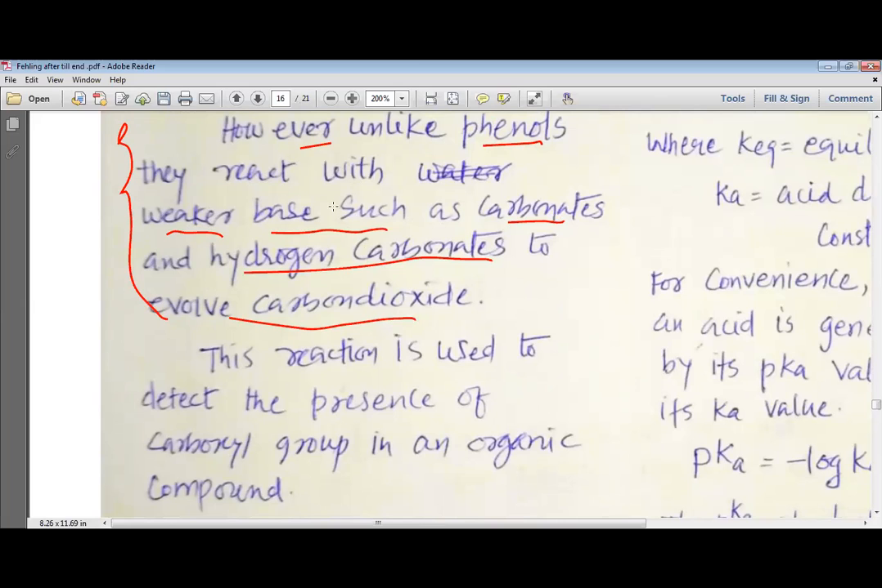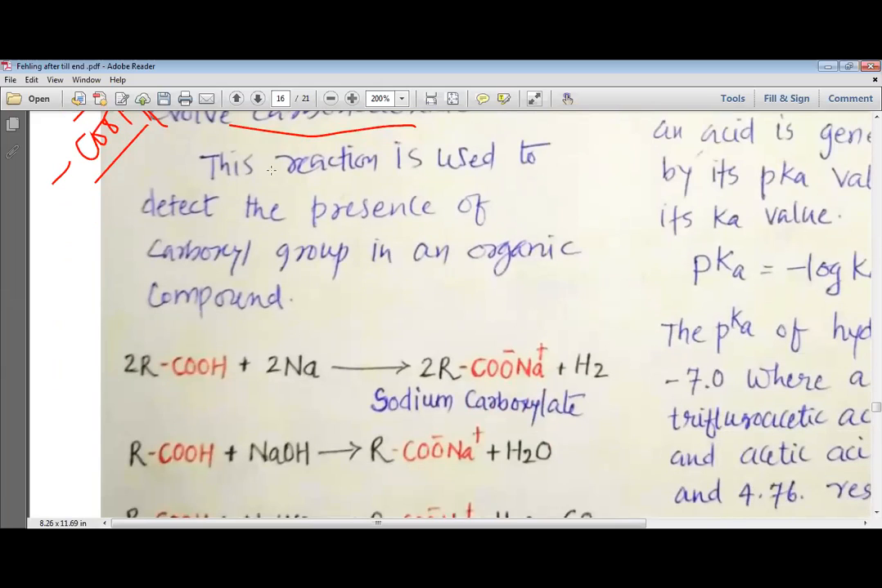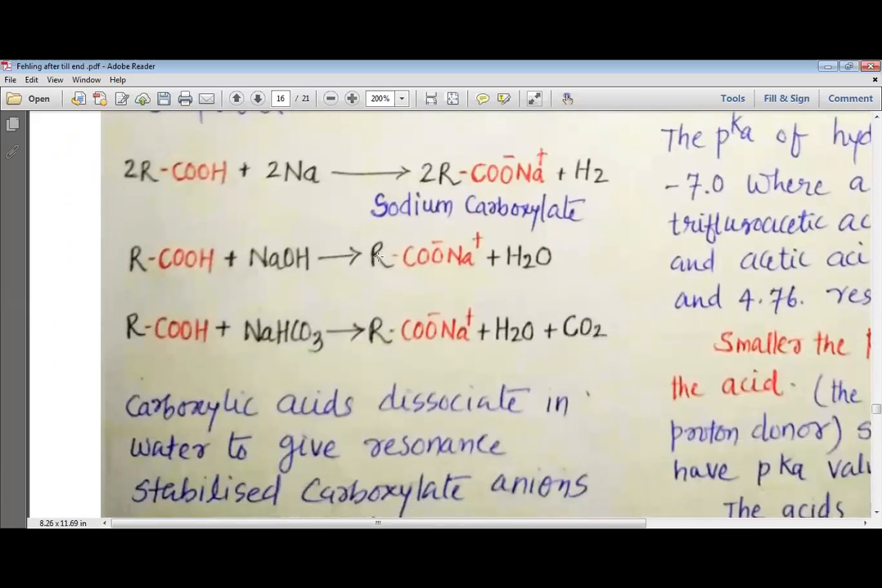carboxylic acid. They produce carbon dioxide gas with carbonates and hydrogen carbonates, and this is how, my dear students, we can identify the carboxylic acid group or COOH group, because this is the test which is not given by the phenols and alcohols. This reaction is used to detect the presence of carboxyl group in an organic compound. Let us see how it works, or the chemical reaction for the test.